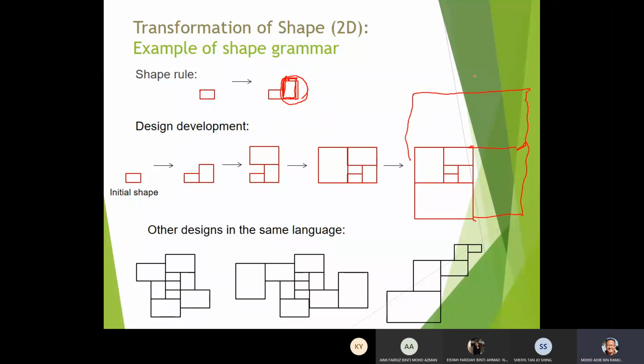So if you know the golden section, right? Have any of you heard of the golden ratio or golden section? This is more or less like it. So another design in the same language is something like that. So basically you apply it in a different orientation.